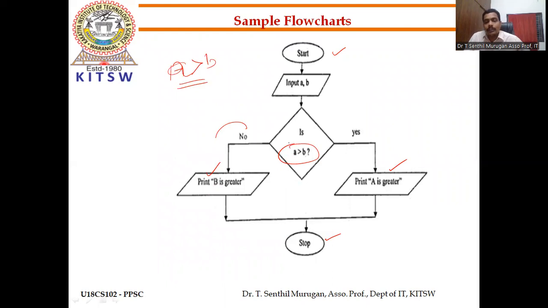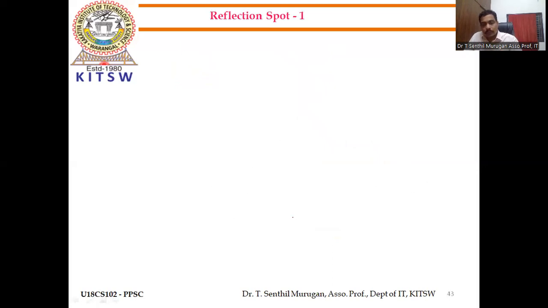Already we know this logic. So we are using the yes or no concept here, that this is the decision box. In decision, we have to decide if it is true, what we have to do. If it is false, what we have to do. Finally, stop. Okay. This is a sample flowchart.